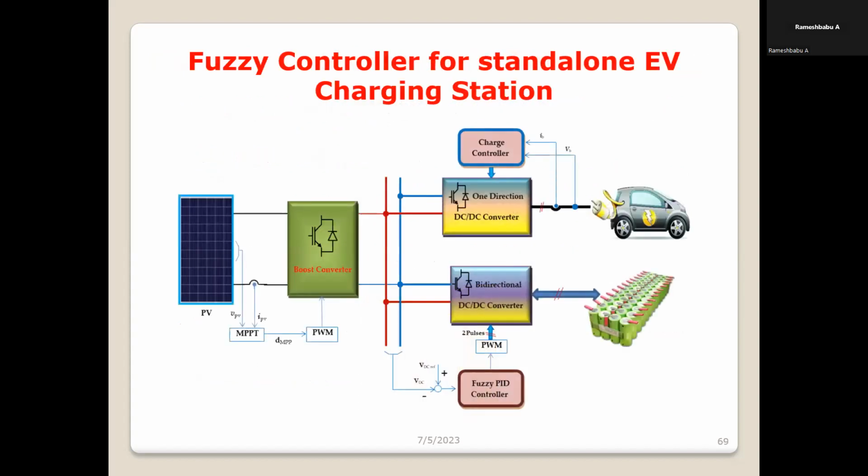So this is the fuzzy control for a standalone EV charging station. Based on that, we can use MPPT technology and PWM, pulse width modulation, techniques with a boost converter and a charge controller: a one direction DC to DC converter and a bidirectional DC to DC converter. The fuzzy controller can charge the batteries, while the one direction DC to DC converter will charge directly to the vehicle. That is the main mechanism of the fuzzy control.